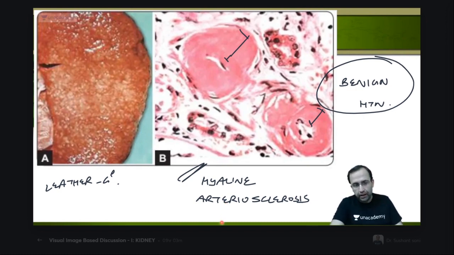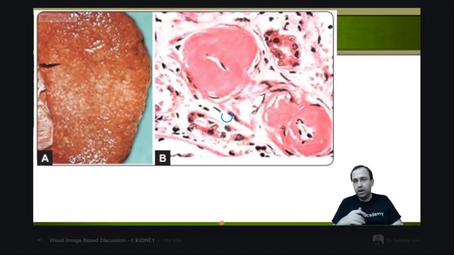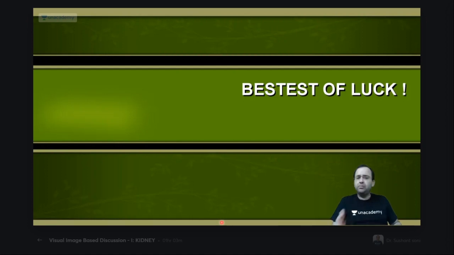Done. I guess absolutely sufficient for today, no doubt about it. We have already done 2 sessions on kidney. I guess sufficient because we need to go on to other chapters also. I'll take care of the remaining images of kidney in the Vibe discussion, including cystic medial necrosis and everything.